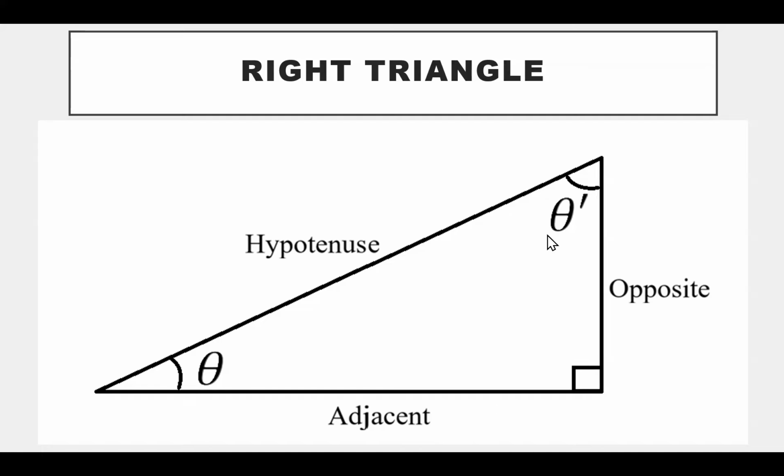Now also, because the three angles of a triangle add up to 180 degrees, the other angle of this right triangle that's not the 90-degree angle will be complementary to theta. A lot of times people denote that as theta prime. So theta and theta prime have to add up to 90 degrees because the angles of a triangle add up to 180, and we already have one angle that's 90 degrees. So this is the layout of a right triangle.